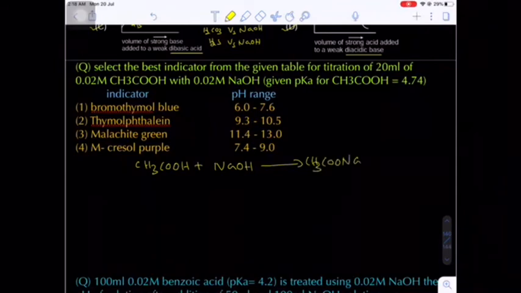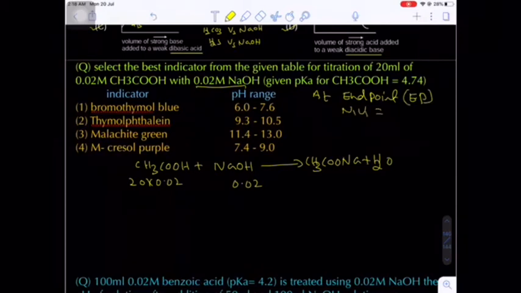Now here the reaction is between acetic acid and sodium hydroxide. Which solution will you get? Sodium acetate solution. Yes or no? Now here, what is the acetic acid concentration given? 20 ml of 0.02, so 20 ml into 0.02 molar. Now NaOH is 0.02 molar. But the volume is not given.